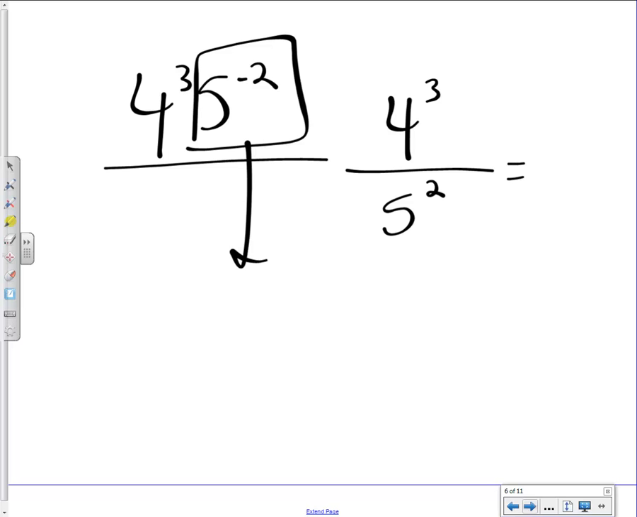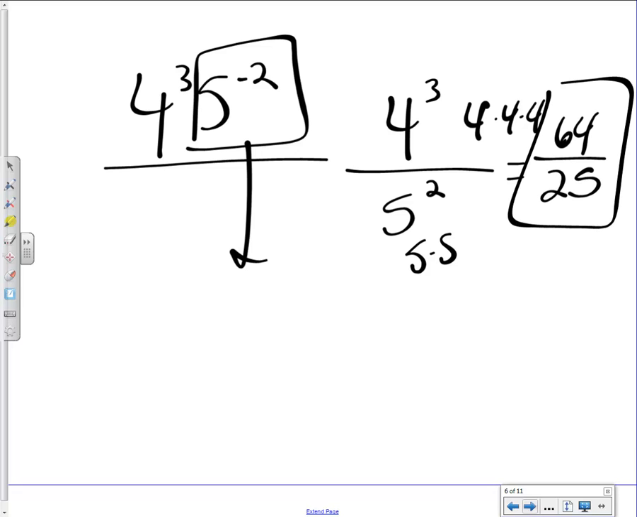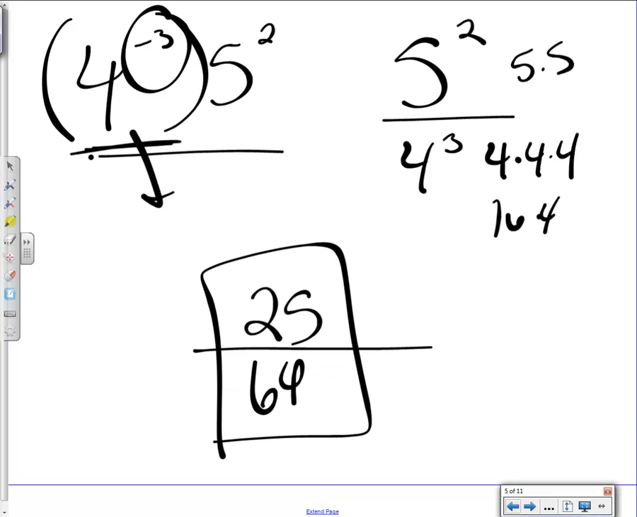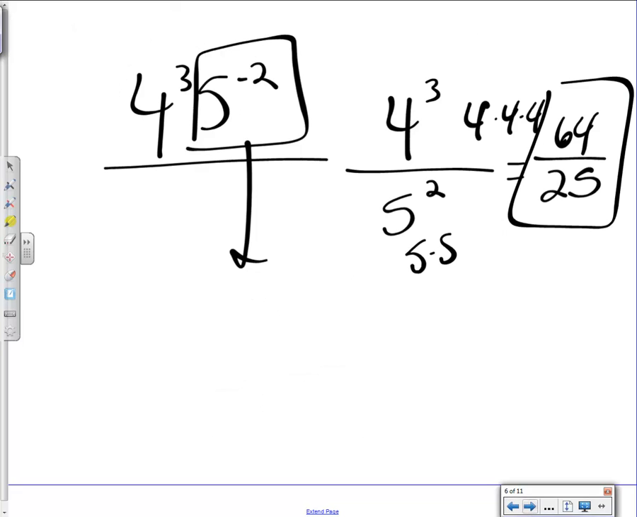And so this is the same problem that we just did. So 4 to the 3rd power is 4 times 4 times 4, which is 64. And 5 times 5 is 25. And so this is my final answer for this one. If you don't remember why you see 25 over 64 and 64 over 25, it was because this one was negative the first time, the 4, and then the next time the exponent of the 5 was negative. Okay?